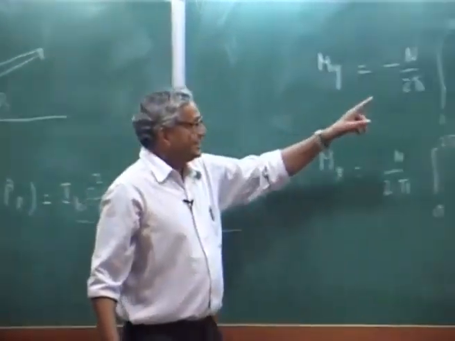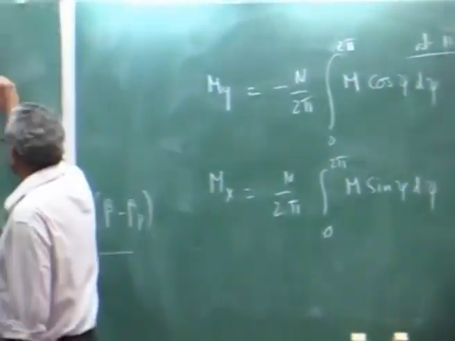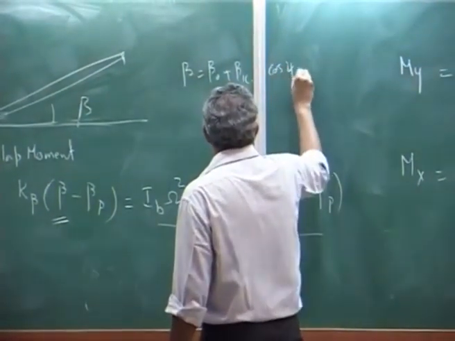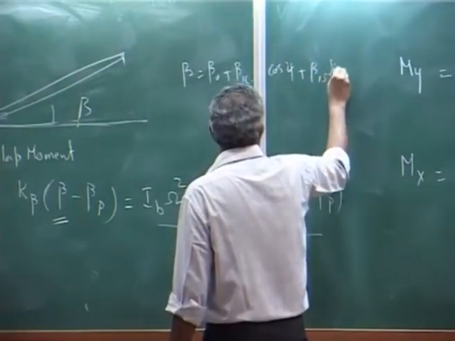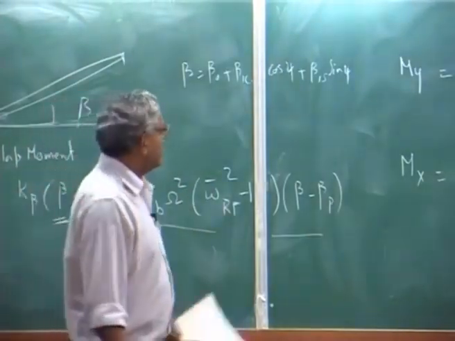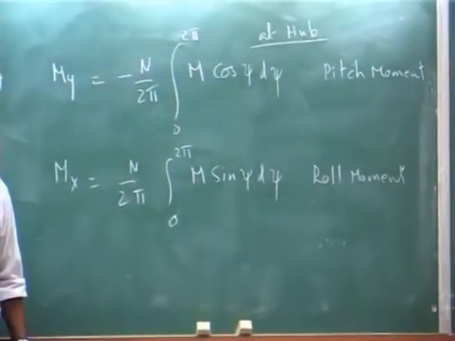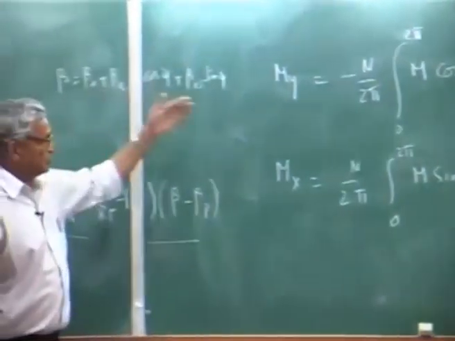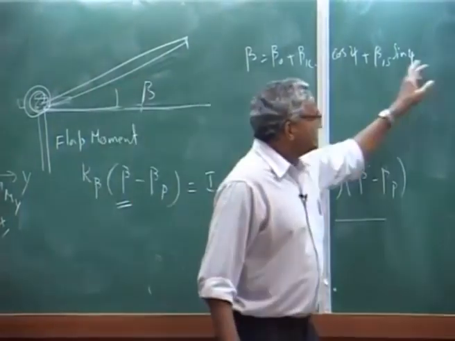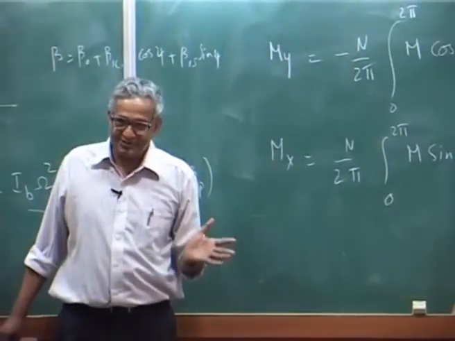K beta is replaced by this. Now you put it here, and you know beta is beta naught plus beta 1c cosine psi plus beta 1s sin psi, because we are truncating the rest of the quantities, not considering only the first harmonic. Now you substitute here and then integrate the whole thing. Beta naught cosine psi, beta naught is a constant, it will go to 0, and beta 1s sin psi cosine psi is sin 2 psi, whose integral is also 0.